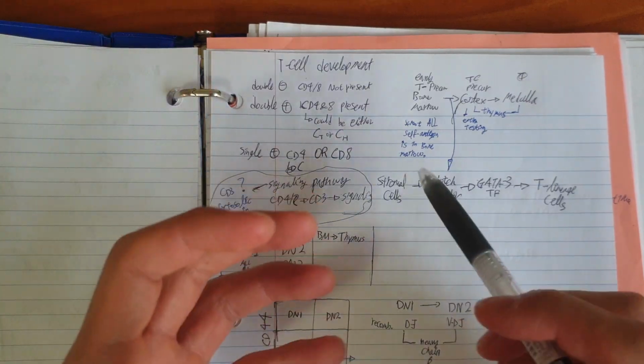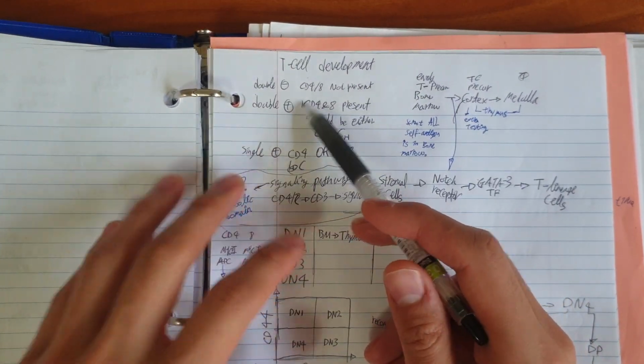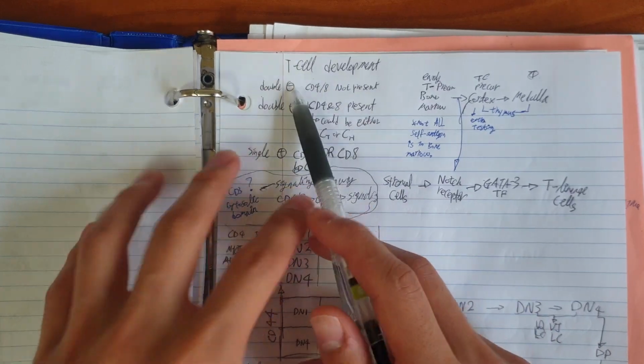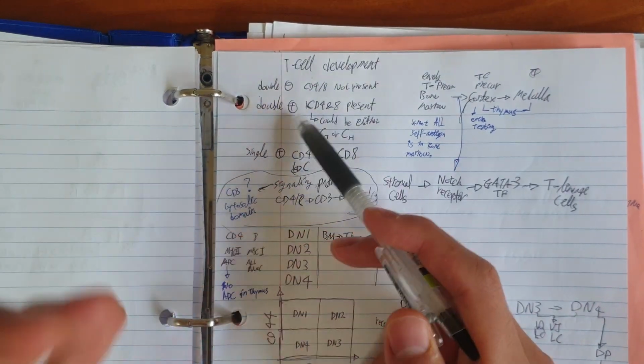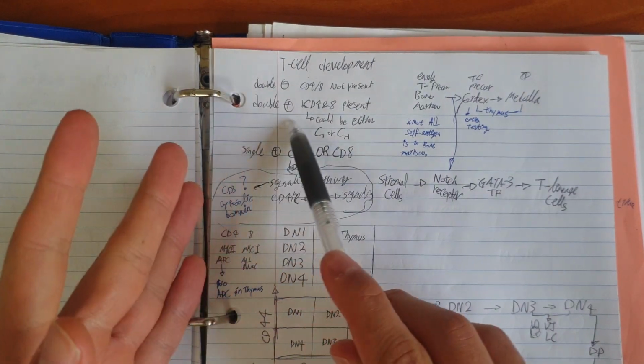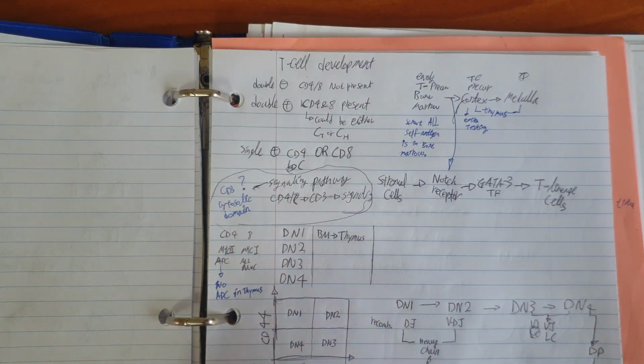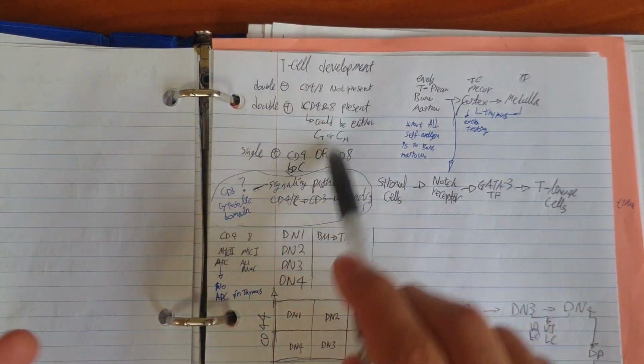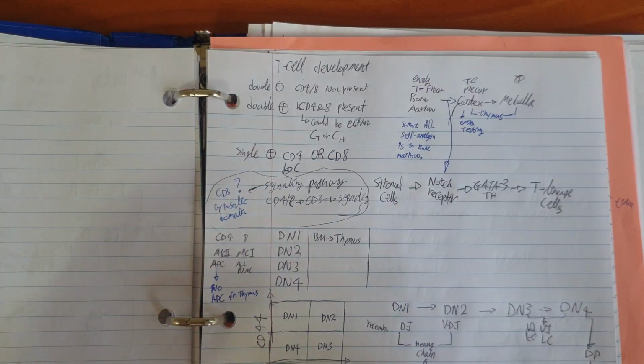In the process of T cell development, there are a few steps to be aware of. Double negative means that CD4 and CD8 are both not present, and double positive means both CD4 and CD8 are present, and that means it could be either helper cells or cytotoxic cells. So it's undecided, and it could be either one. And then it becomes single positive, and then it will know whether it wants to be a CD4 or CD8 cell.